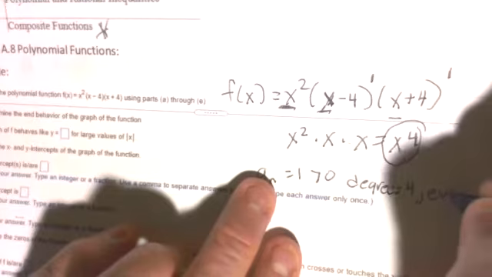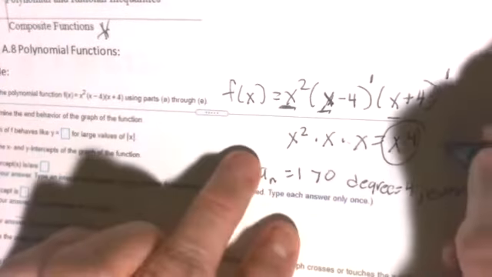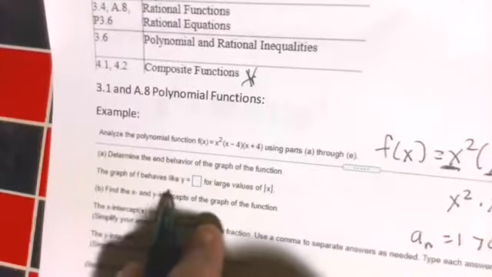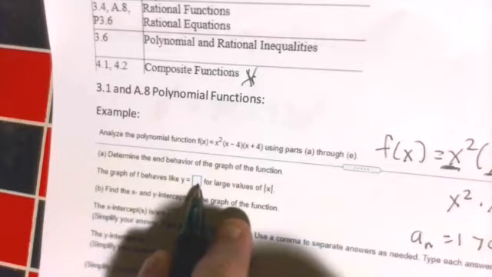Which is even. So that means that the ends are going to go up like this. Now, what the question says over here, the graph of f behaves like y equals x to the fourth, that would go here.